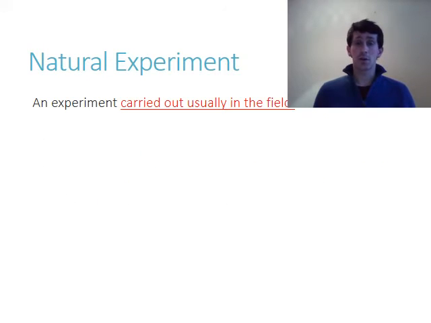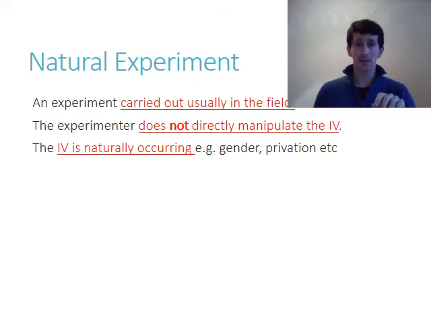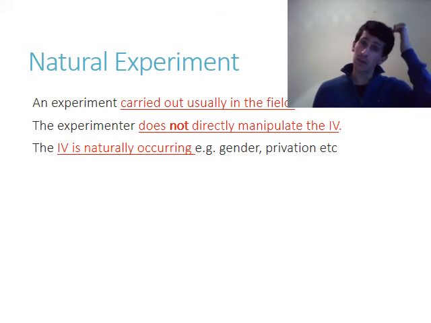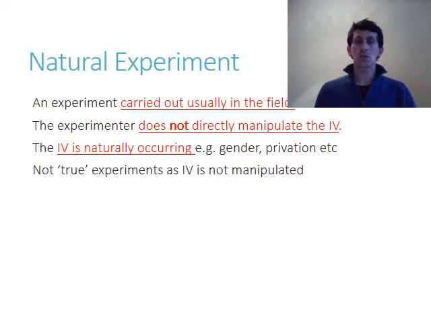So a natural experiment, on the other hand, is always carried out in the field. This is where an experimenter doesn't really manipulate any independent variable. They're not directly manipulating it in any way. The independent variable is always naturally occurring. It might be gender, or it might be privation, which is where you're kept away from your primary caregiver for a long period of time. We'll look a bit more at that when we do the attachment unit. But these sorts of studies aren't really true experiments because an independent variable has to be manipulated in order for something to be regarded as a true experiment.